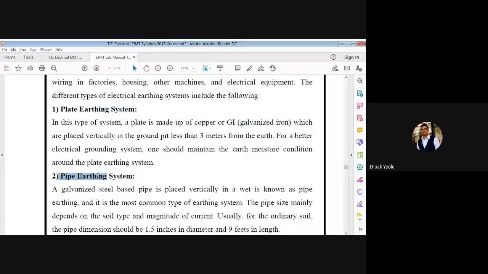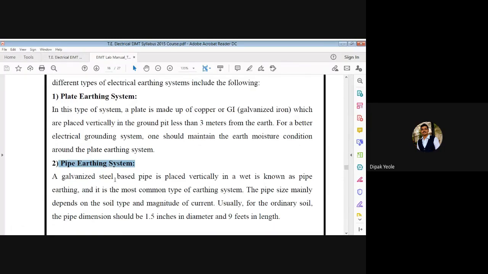Obviously there is a second type of earthing system also available, that is called the pipe earthing system. Yes. And before plate and pipe earthing system, there is one system available, maintenance free earthing, and you can say there is a requirement of maintenance for that particular earthing. So these two types of earthing are primary, and after that plate earthing and pipe earthing are, you can say, sub classification.